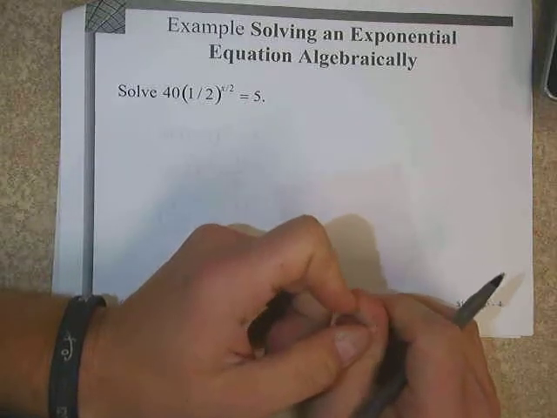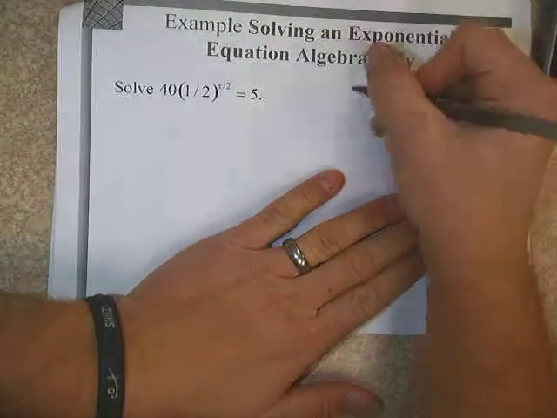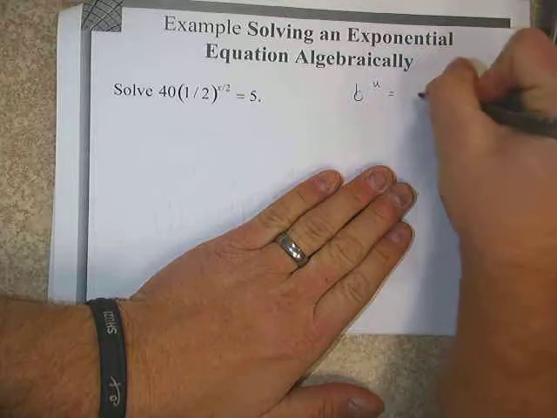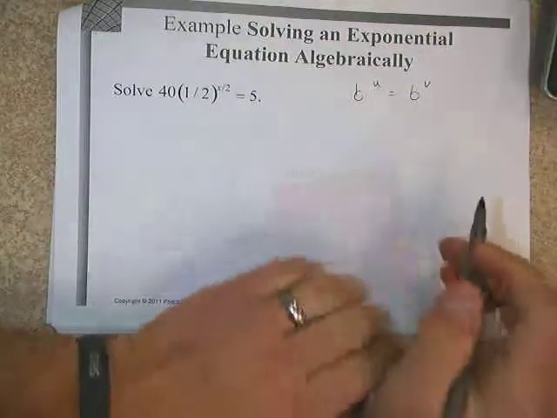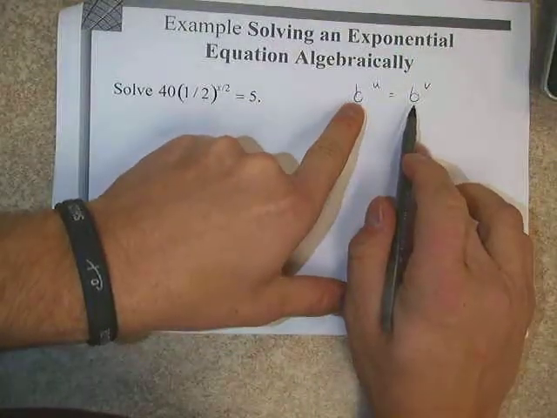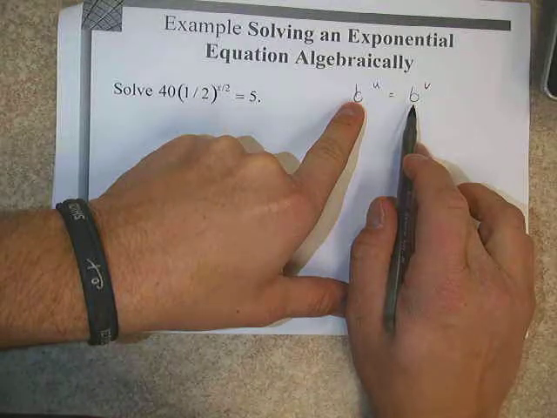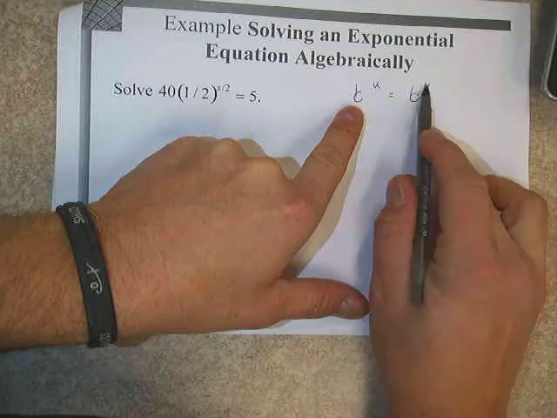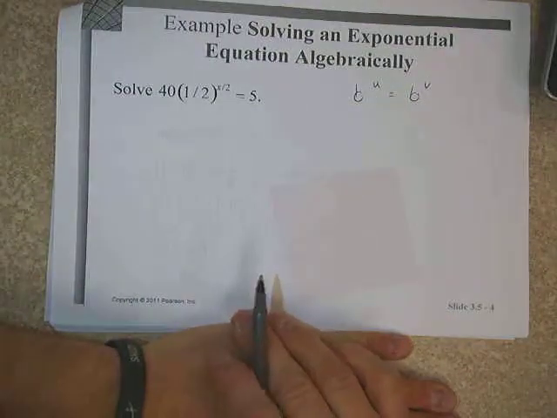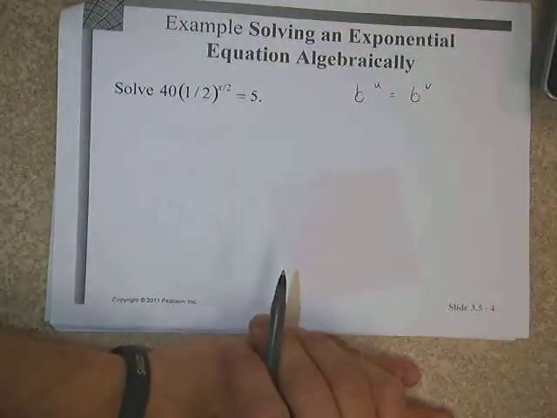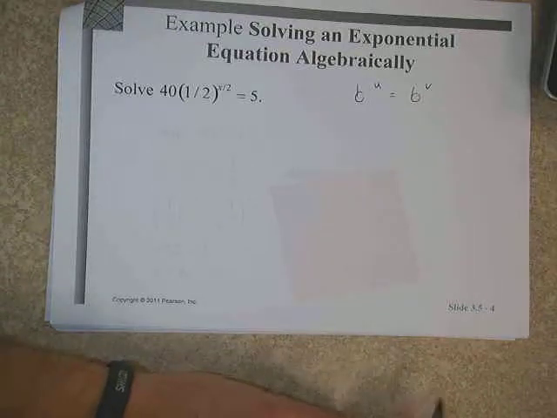With the one-to-one property, what we want to have is a situation where we have something of the form b to the u equals b to the v. And so the thing we have to try to do is get the b's to be common. We need the bases to be exactly the same. Because if we can do that, then we can equate the two exponents, and then hopefully solve that equation.